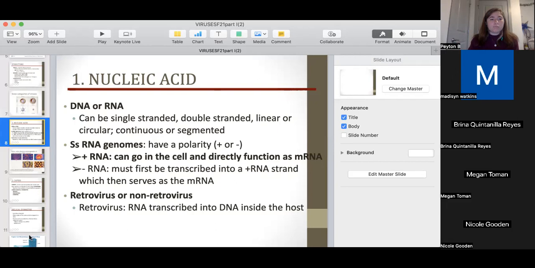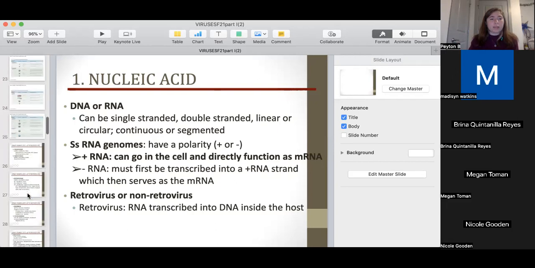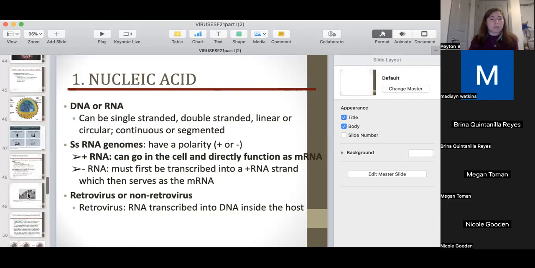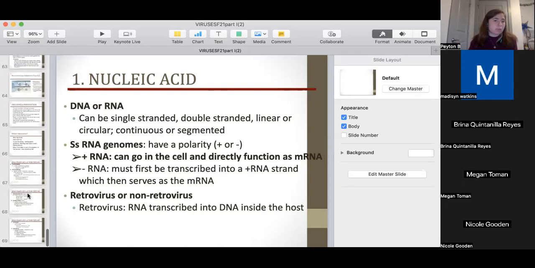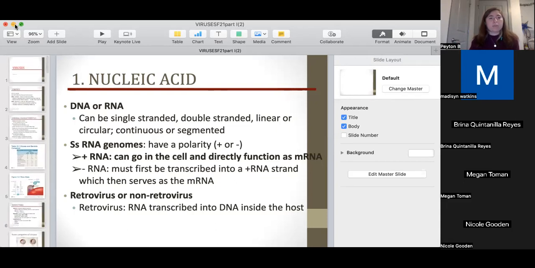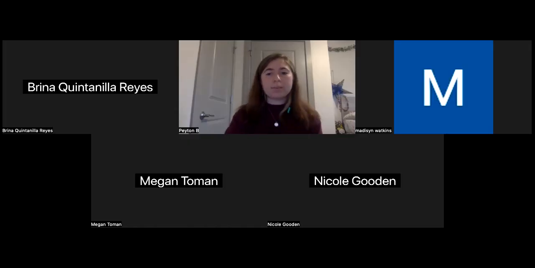Got your capsids, your different capsid shapes, different diseases caused by viruses. We have about 1 minute and 42 seconds left. I'm going to stop sharing. So yes, yeah, yep. And flu is in the Orthomyxoviridae family, yes. So we have 1.5 minutes left.